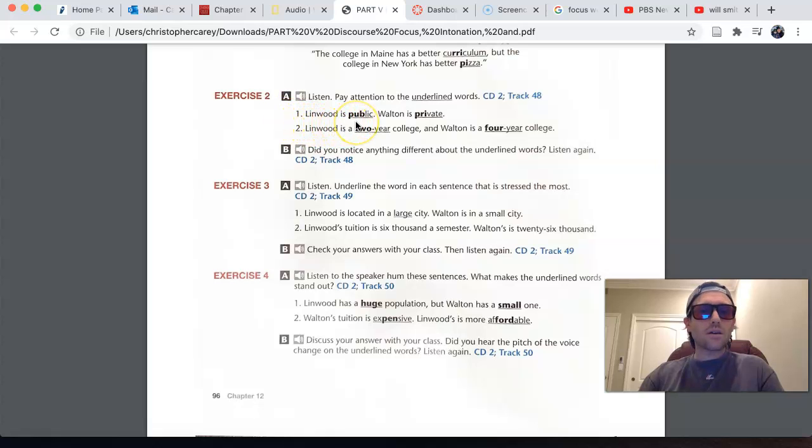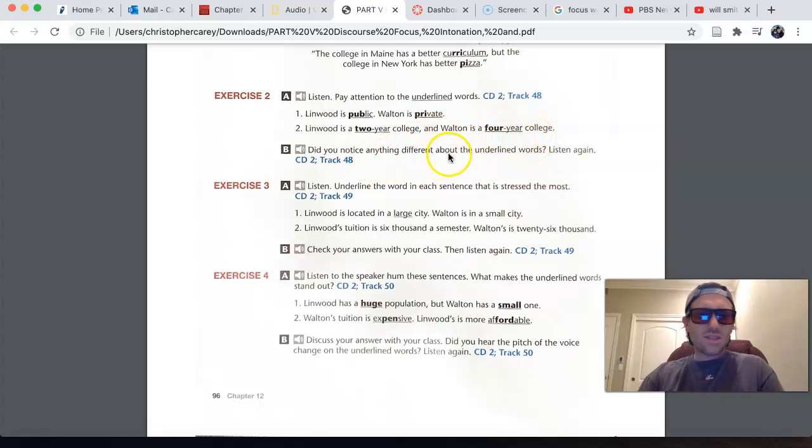Linwood is public. Walton is private. Linwood is a 2-year college, and Walton is a 4-year college.